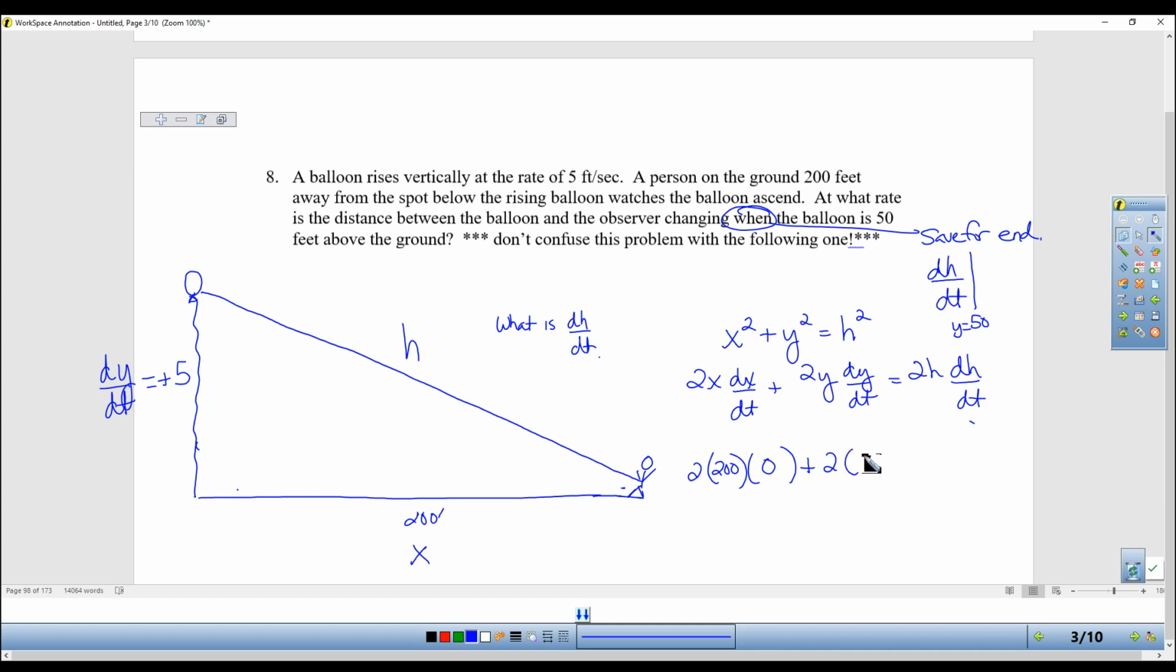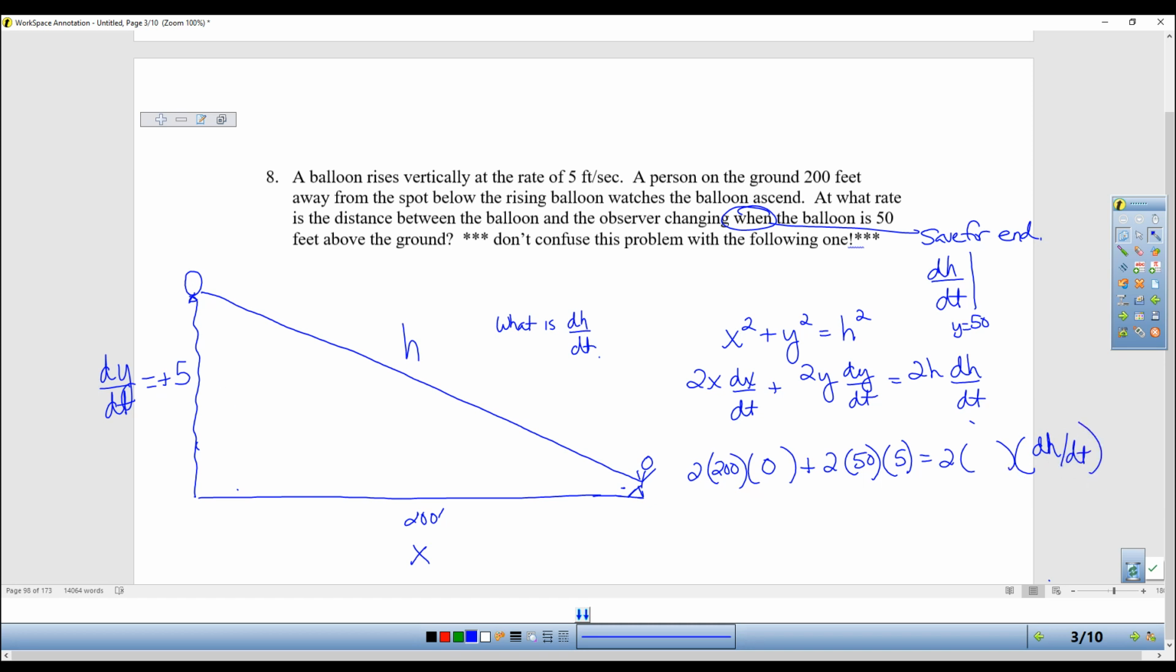y is 50. They said they actually specifically want to know this answer. When y is equal to 50, the balloon is 50 feet off the ground. And how fast is the balloon going up? 5 feet per second. It's positive because it's rising. Now, we are going to have to find h at that moment, but this we're not going to find. This is what we're looking for, but we need to fill this in.